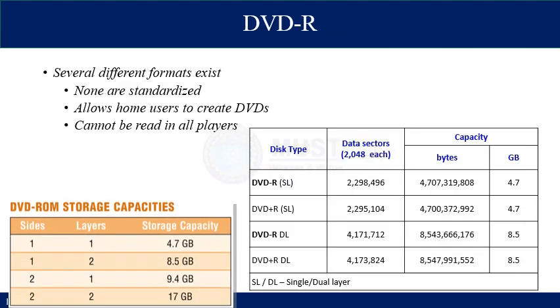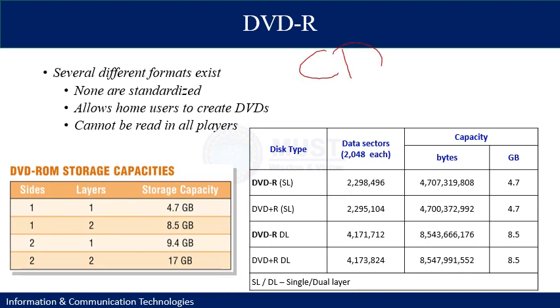So the common technology in the optical disk drive is the CD, compact disc, and DVD, digital versatile disc. Again, with each of these technologies, there are different variants and various formats. However, none of these are standardized, and these optical drives allow home users to create CDs and DVDs. However, all of these versatile or compact discs cannot be read in all players, and you may require a sophisticated player for each kind of drive. For example, you cannot read a DVD in a CD-ROM.